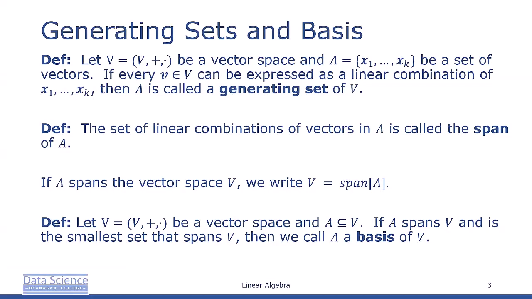Let V be a vector space with the operations of addition and multiplication, and let A be a set of vectors. If every v in V can be expressed as a linear combination of elements from A, then A is called a generating set of V. The set of all linear combinations of vectors in A is called the span of A. If A spans the vector space V, we can write V is equal to span of A.